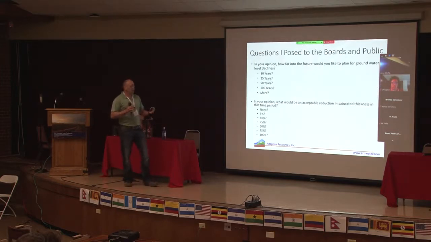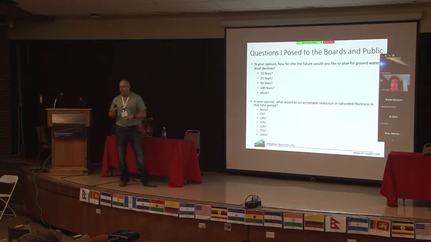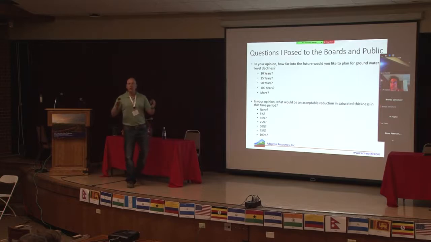And then these are my questions to the board and to the public. If we're going to talk about aquifer management, we have to talk about it in some terms. So how far in the future do we want to manage for this? Do we want to be a couple generations of farmers in the future managing for these groundwater declines? Do we want to be 20 years? Do we want to be 500 years? Do we want to be 250 years? How far is the management going to be in the future? And then likewise, what is the acceptable reduction in that time frame?